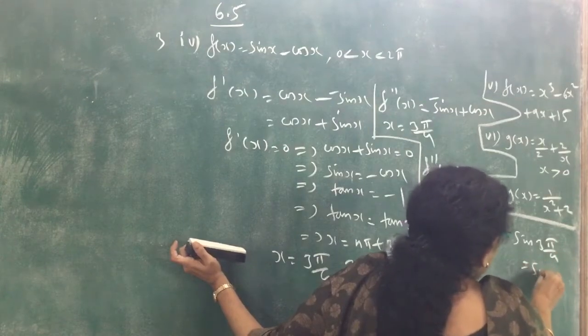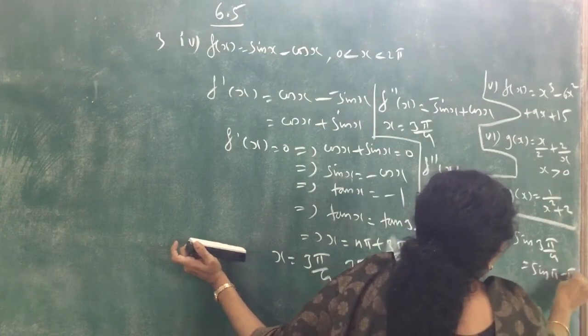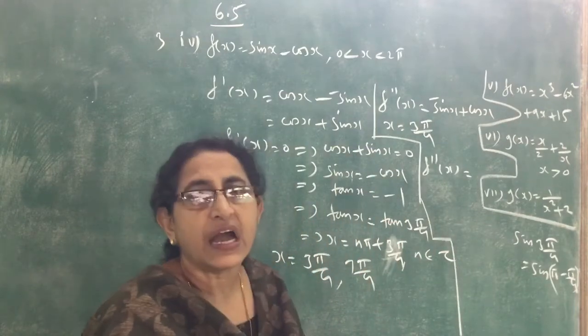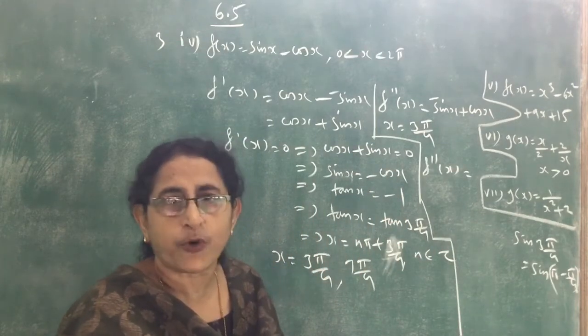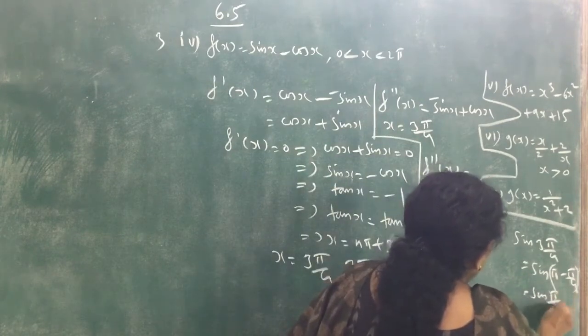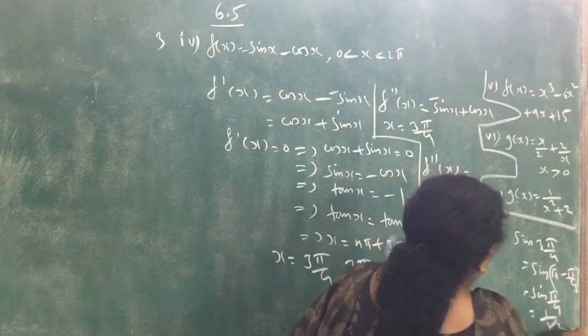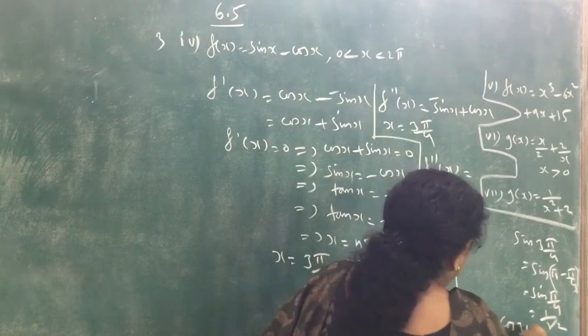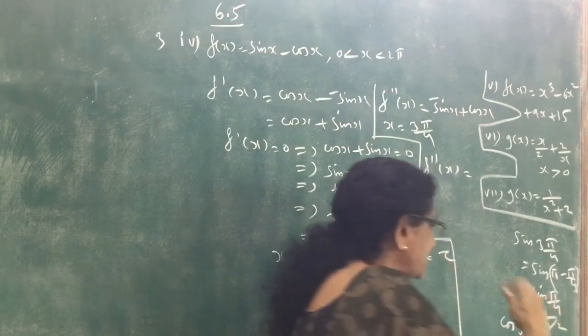Sin 3 pi by 4 is sin of pi minus pi by 4. Pi minus, second quadrant, sin is positive, and sin itself, sin pi by 4. That is equal to sin pi by 4, that is equal to 1 by root 2. Now cos 3 pi by 4. Cos 3 pi by 4 equal to cos of pi minus pi by 4.